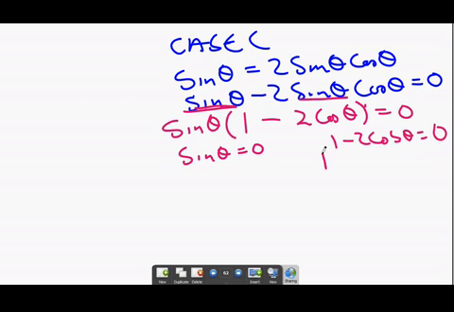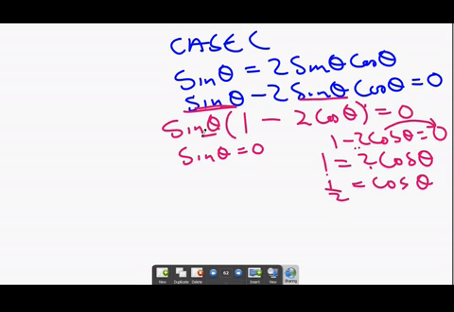So we're going to say 1. Then this one will go to the other side there. So this is going to be equal to 2 cos theta. Can you see that? Now this means the 2 will come this side. This 2 will come there. So if the 2 comes there, it's going to be 1 over 2 is equal to cos theta. So the sine, because it was alone, is going to be equal to 0.